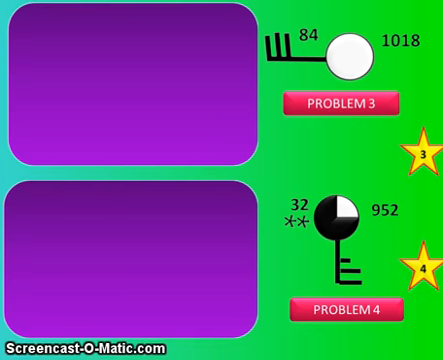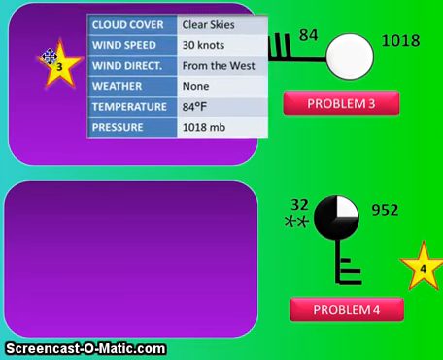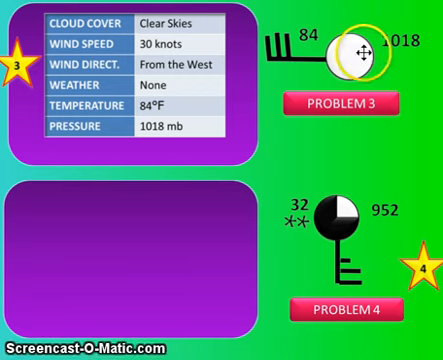For number 3, the cloud cover is clear skies, or we could say sunny. 30 knots, there's 3 feathers. The direction of the wind is coming from the west. You could say no weather, or you could say sunny. 84 degrees Fahrenheit for the temperature and 1,018 millibars for the pressure.